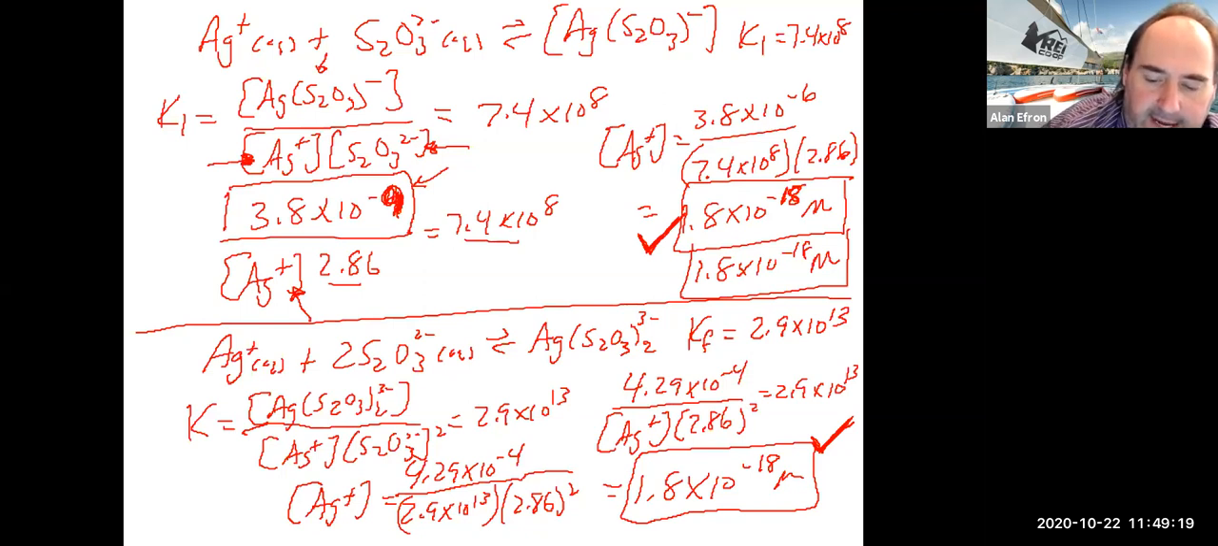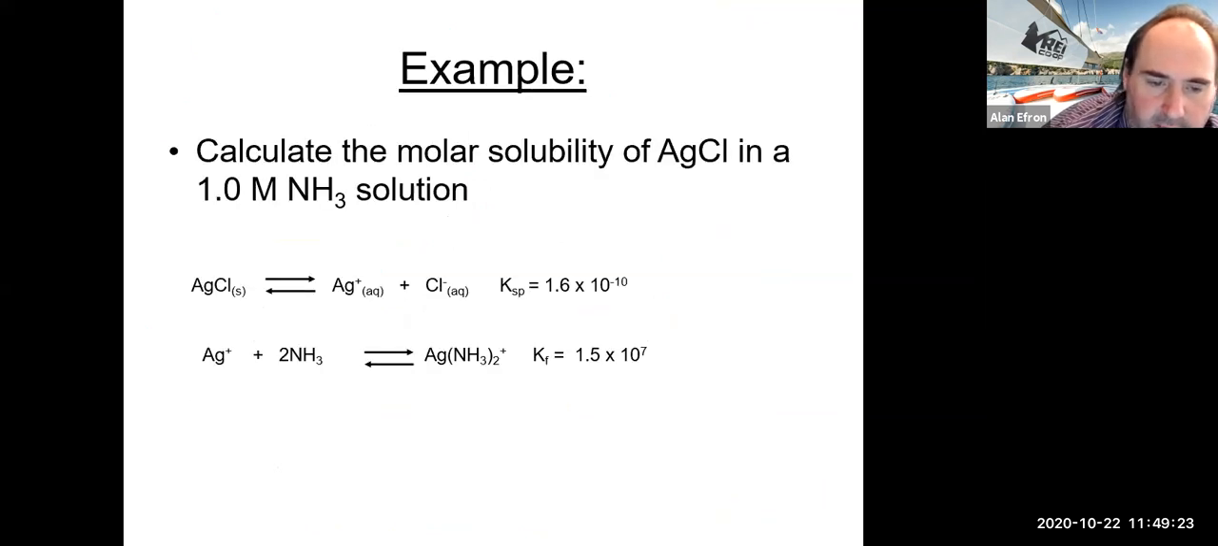So looking at our next example here, we want to calculate the molar solubility of silver chloride in a 1 molar solution of ammonia. So basically we want to know, is it soluble? What is the solubility of silver chloride if we dump some ammonia in it, not water, but actual ammonia? So we have two equilibriums here.